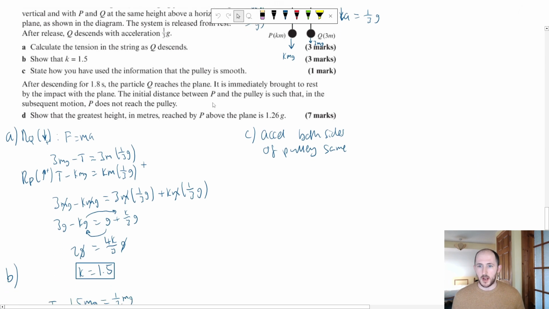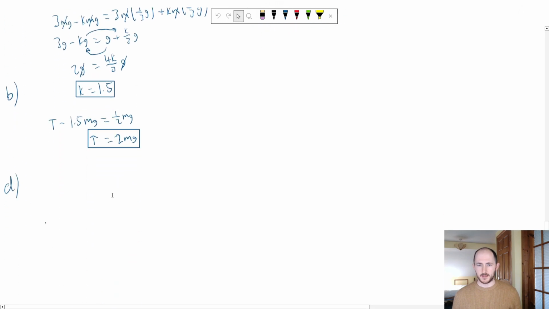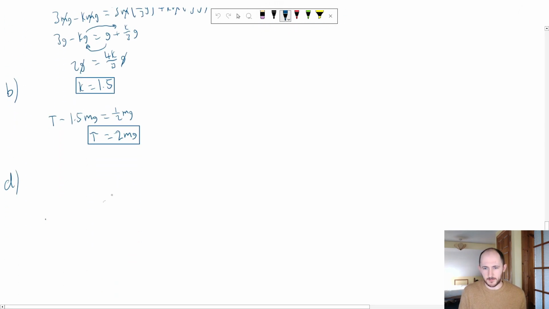So it's the same question, but look at that, 7 bloody marks. That's a lot. Okay, so what we want to do is work out the final speed of Q and also the distance that it travels. So if we look at just Q for a second, let's look at particle Q.